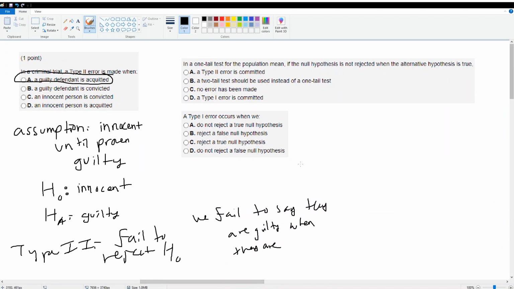This one, I'll give you about 30 seconds to do these two. These are just definition questions.